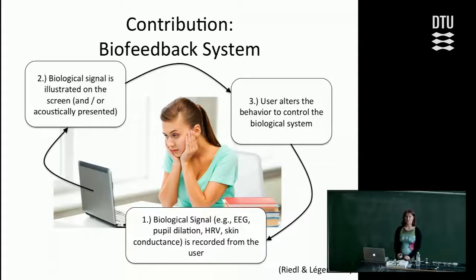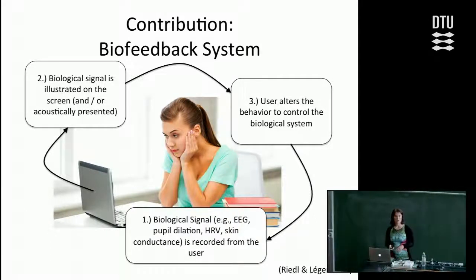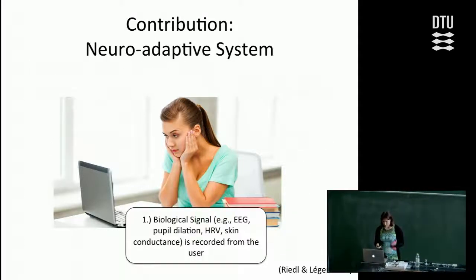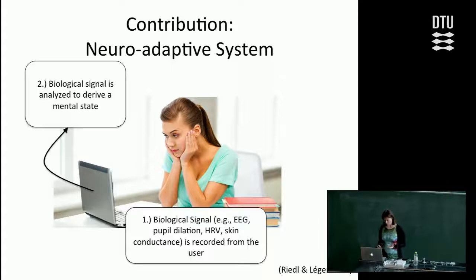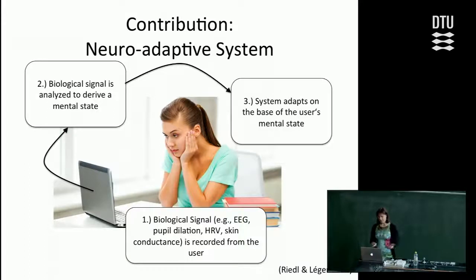These types of systems, I would say, there are a lot of them already out in the form of wearable devices where you can measure all sorts of things like your heart rate, your pulse, your heart rate variability, and you can look at this information on your mobile phone. What I personally think is more interesting from a scientific point of view are neuro-adaptive systems, because they go one step further. They're not only measuring, but they're also trying to derive a mental state from a biological signal. It can be an emotional state, it can be a cognitive state. And then the system is adapting based on the user's mental state.